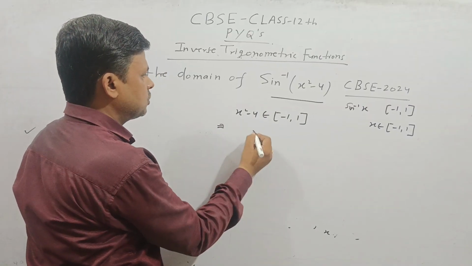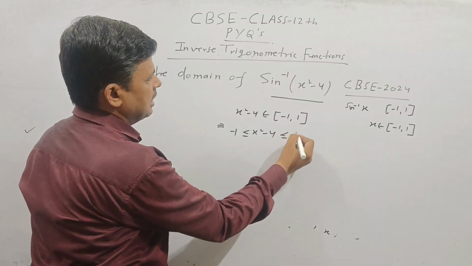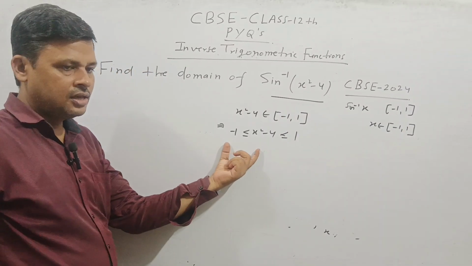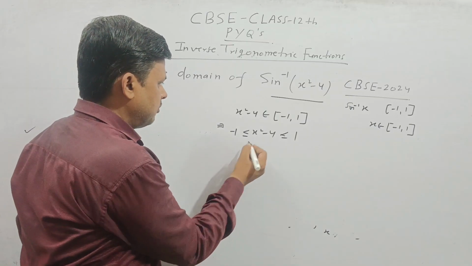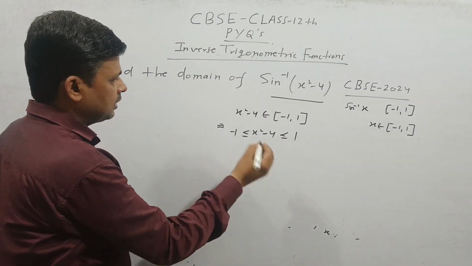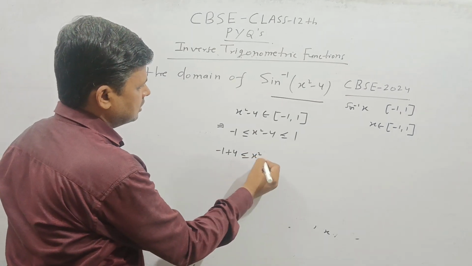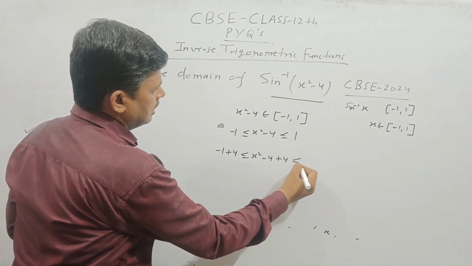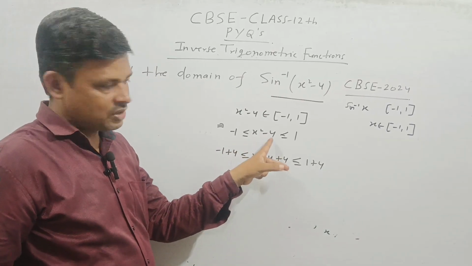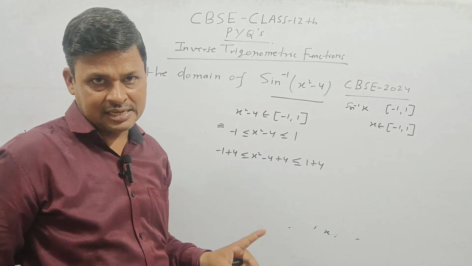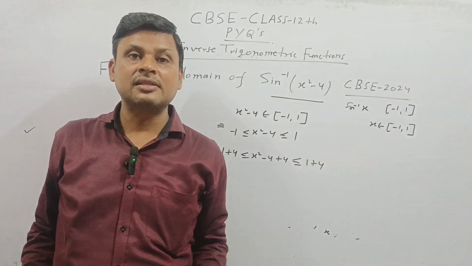You can write this situation here: x square minus 4 greater or equal to minus 1 and less or equal to 1. This is the way to solve this inequality. What we have to do is add 4 on all the sides. So it will be minus 1 plus 4 less or equal to x square minus 4 plus 4 less or equal to 1 plus 4. To remove this minus 4 here, we have to add 4 on all the sides. It is the rule of inequality you have studied in class 11th.